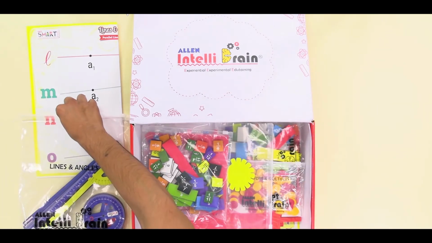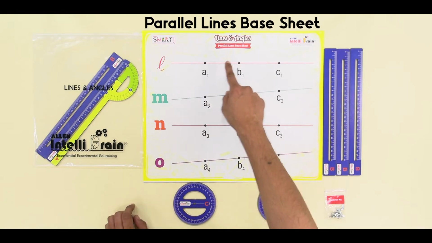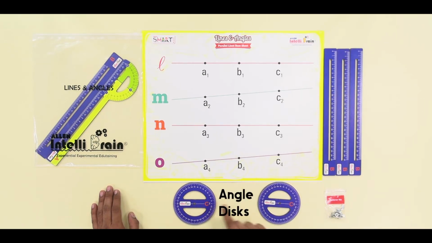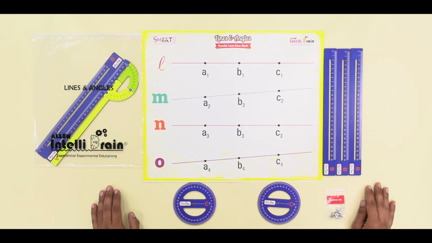Take out the parallel lines base sheet, 3 line scales referred to as the measuring tool B, 2 angle discs referred to as the measuring tool C, and the fastener kit from the lines and angles kit of your Intelli Smart Box.